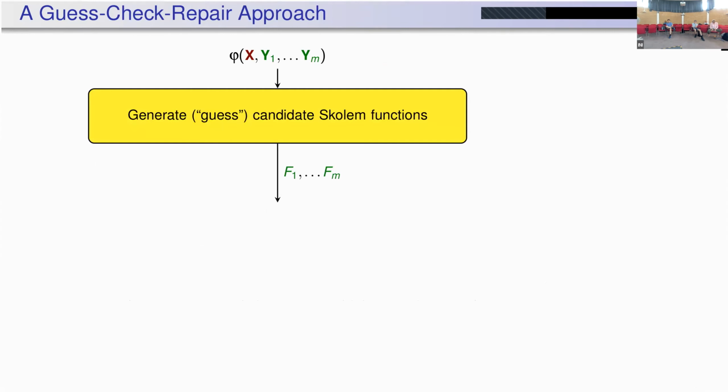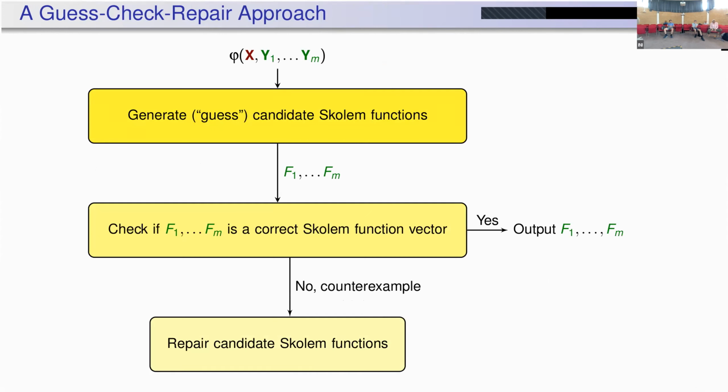Well, this is the guess, check, repair approach. So we generate candidate Skolem functions, and I already told you roughly how to generate those. We check, and if the check succeeds, then the output is the Skolem functions. If the check does not succeed, then we use the counterexample to repair the Skolem functions and repeat. So I've told you a very high-level sketch of what this involves.